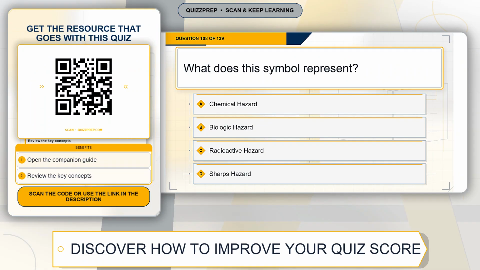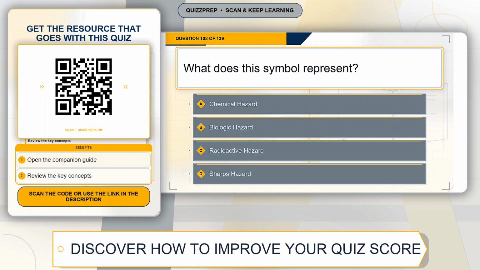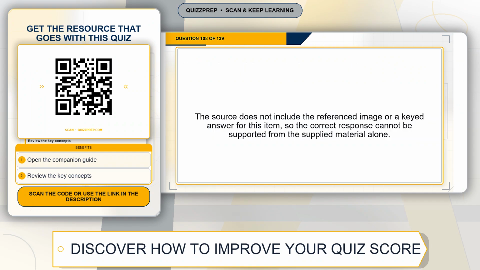Question 108. What does this symbol represent? Option A, chemical hazard. Option B, biologic hazard. Option C, radioactive hazard. Option D, sharps hazard. The correct answer is not shown. Explanation. The source does not include the referenced image or a keyed answer for this item, so the correct response cannot be supported from the supplied material alone.